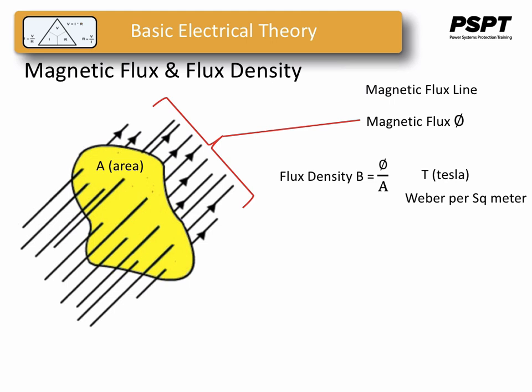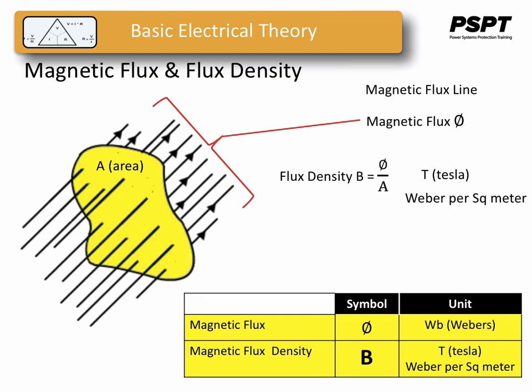And 1 Tesla is equal to 1 Weber per square meter. And quite often we don't use the term Tesla. Quite often we're just going to use the term Weber per square meter, and you'll see that happening often. So to summarize, here's what we'll be using going forward for discussing magnetic flux and magnetic flux density.